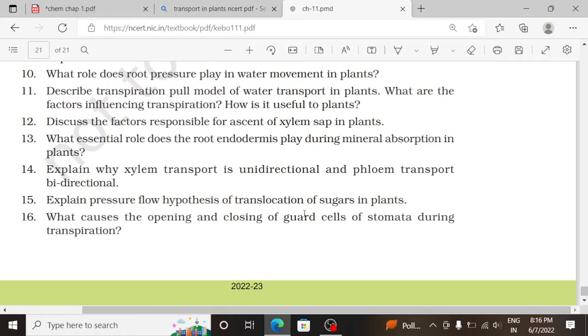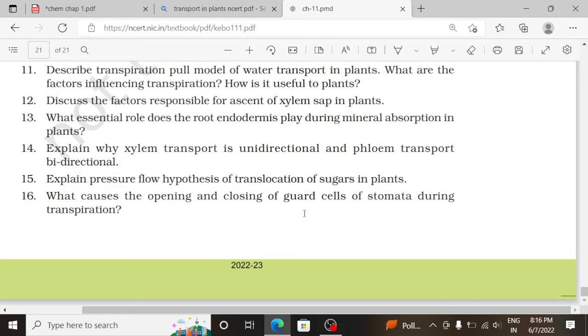Twelfth, discuss the factors responsible for ascent of xylem sap in plants. Thirteenth, what essential role does the root endodermis play during mineral absorption in plants? Fourteenth, explain why xylem transport is unidirectional and phloem transport bidirectional. Fifteenth, explain the pressure flow hypothesis of translocation of sugars in plants. Sixteenth, what causes the opening and closing of guard cells of stomata during transpiration?